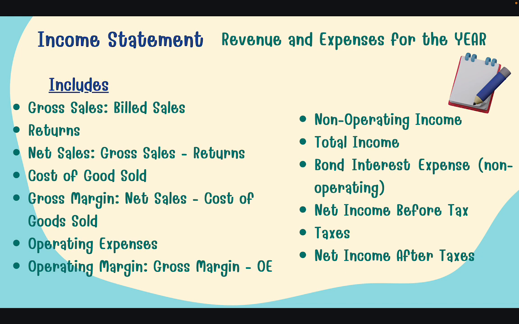Same thing with operating margin. We have to take the gross margin and take out the operating expenses. Gross margin, you take the net sales minus the cost of the goods sold, okay? Because we obviously have to subtract the amount that we paid for the goods from the net sales in order to understand the gross margin.